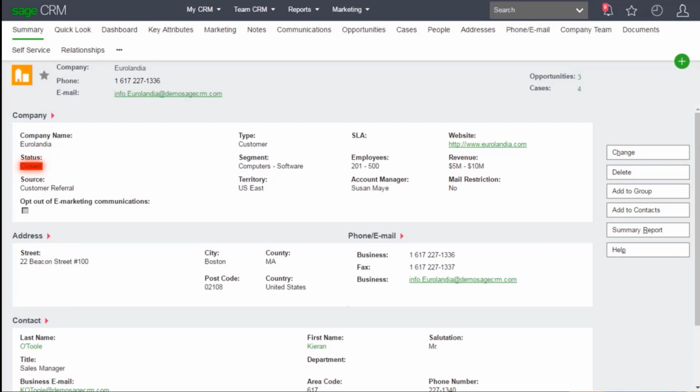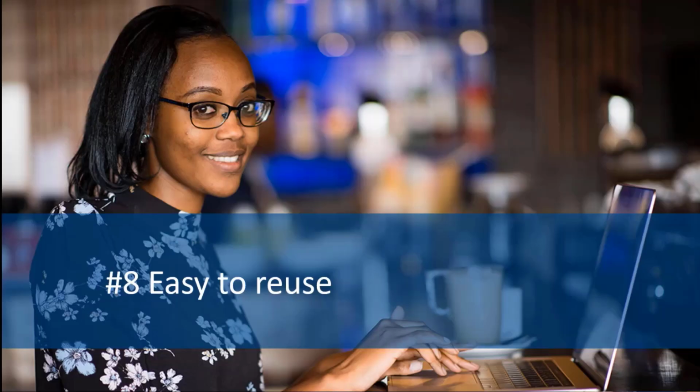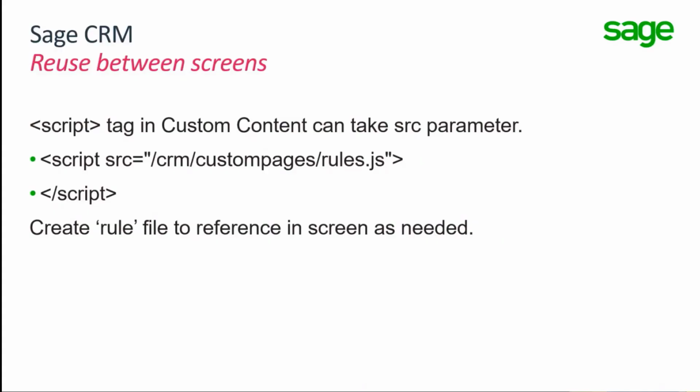Now, I've talked about the use of the custom content box, but actually there is a problem with custom content boxes. This is where the Sage CRM client-side API really starts to become useful, because it's so easy to reuse code. The trouble is that code entered into one custom content box is only available in that screen. If you want code to be used in more than one screen, then you need to consider using a script library. Here you can see rules that need to be shared across screens.